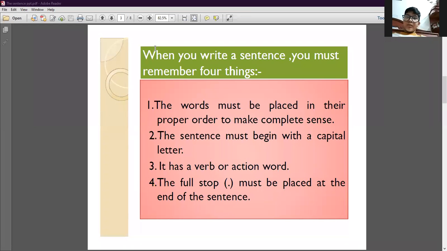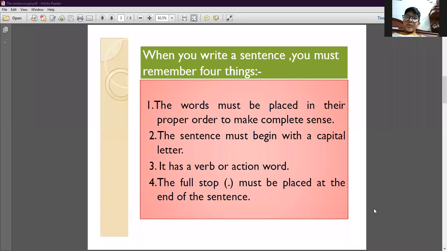जो भी words होते हैं वो क्या होने चाहिए, उनके proper order में place होने चाहिए to make complete sense. जो क्या होता है हमारा जो complete sense बनाता है. Otherwise it is not called a sentence. Clear?